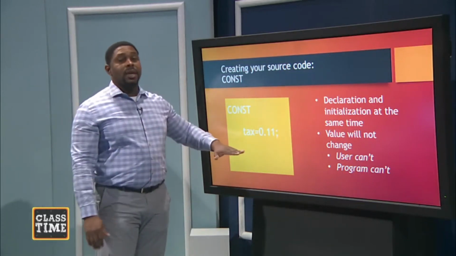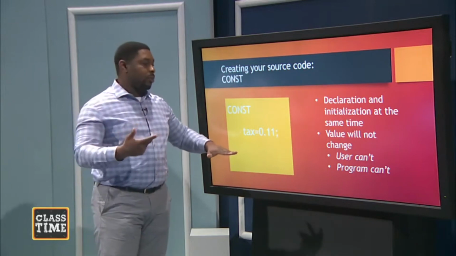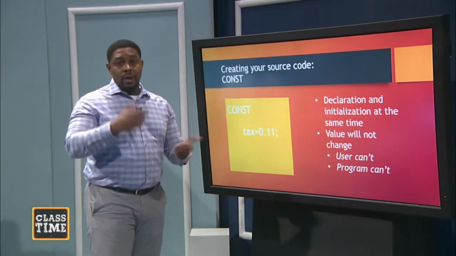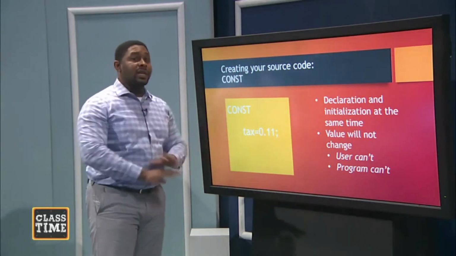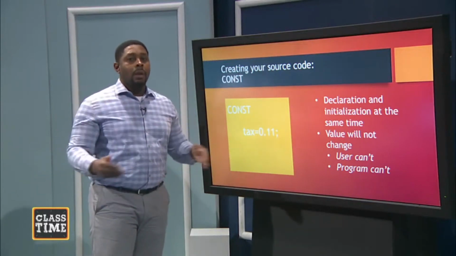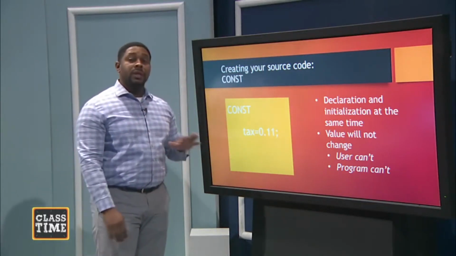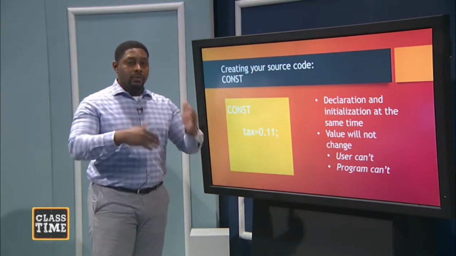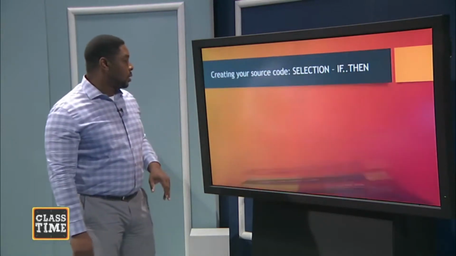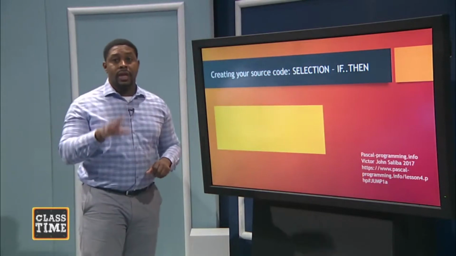And this can be critical depending on what you are doing in your program. Again, if you want to change this value from the declaration, that is fine. That can work. But as the program runs, this value will never change. And you can, of course, decide on what you want to use that for. Then we have selections.